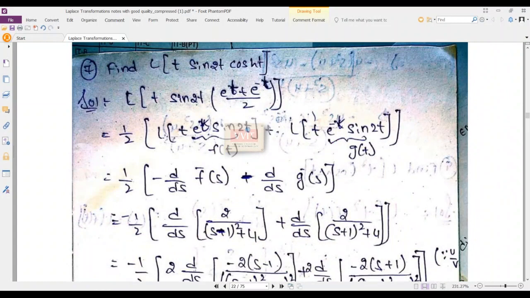Similarly, here is cos ht. Cos h can be written in terms of exponential functions, e power t plus e power minus t by 2. Instead of this, I can write, so here, t e power t. So multiplication with the t, first shifting property, then normal. So like this, you have to move.